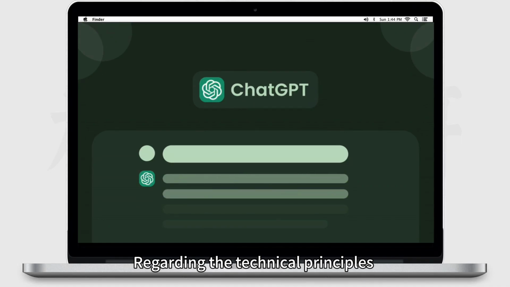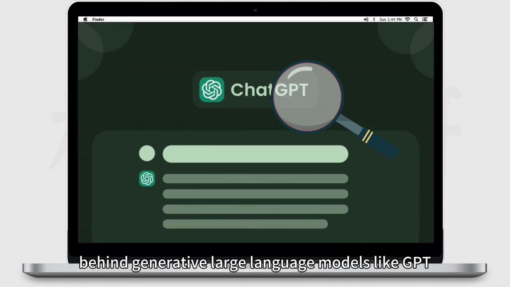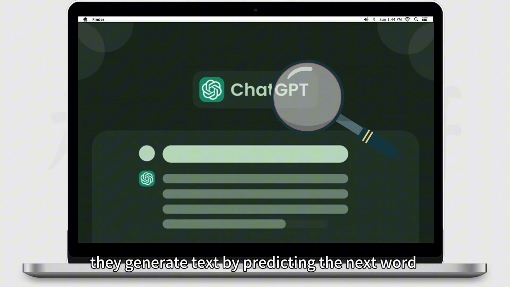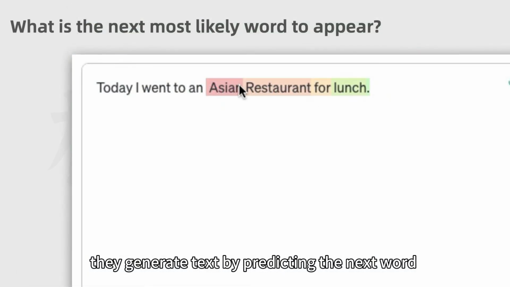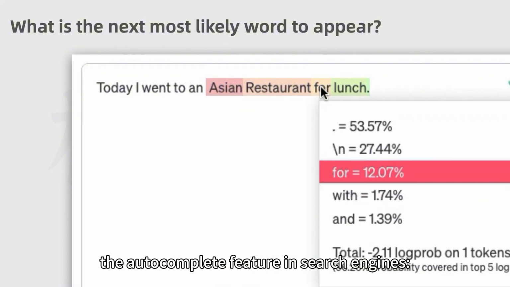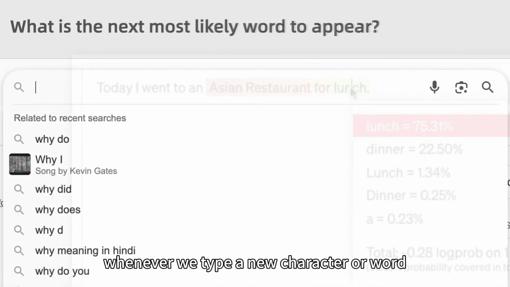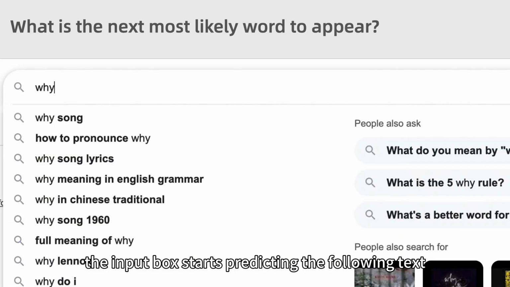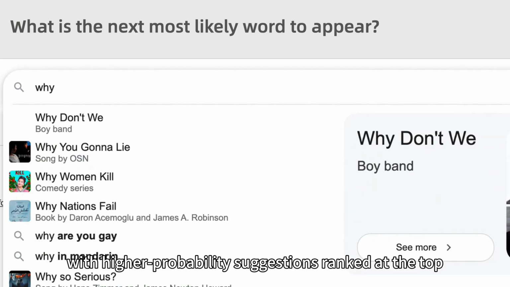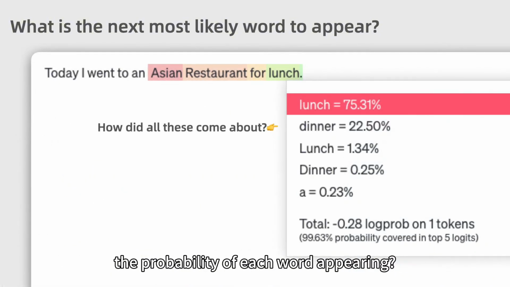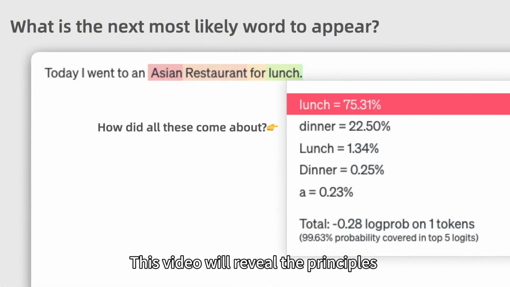Regarding the technical principles behind generative large language models, like GPT, a common explanation is that they generate text by predicting the next word with the highest probability. This effect is somewhat similar to the autocomplete feature in search engines. Whenever we type a new character or word, the input box starts predicting the following text, with higher probability suggestions ranked at the top. But how exactly does the model determine the probability of each word appearing? This video will reveal the principles behind ChatGPT for you.